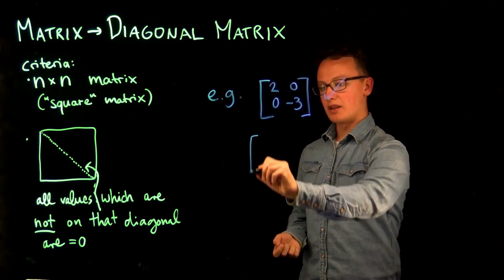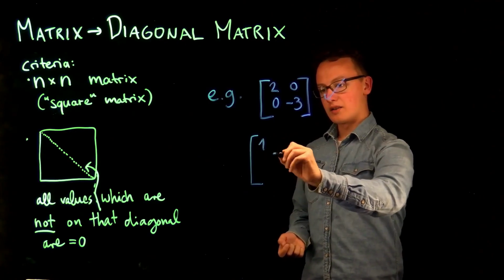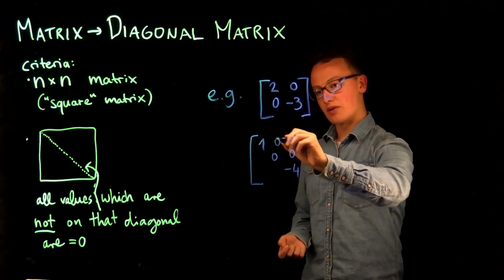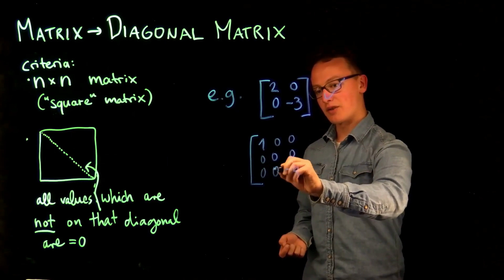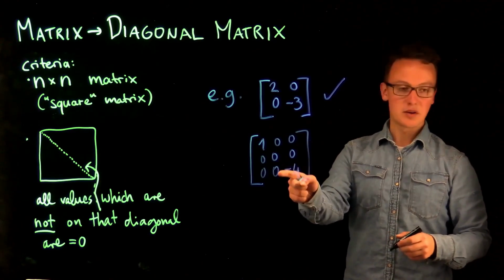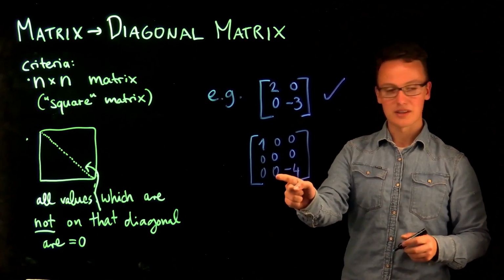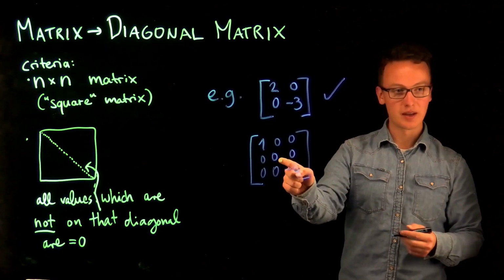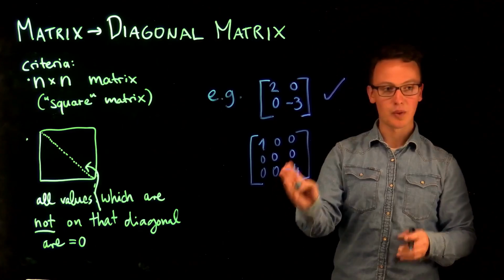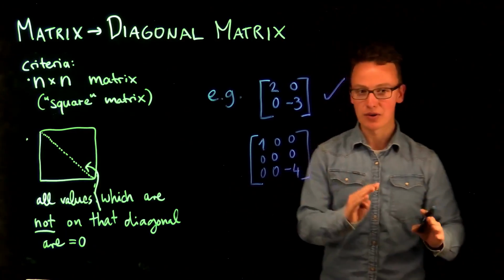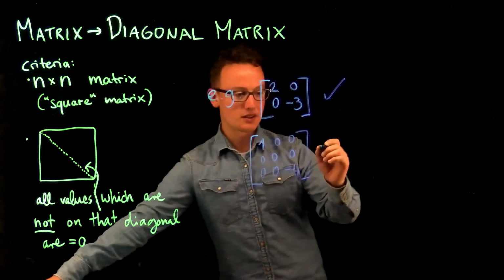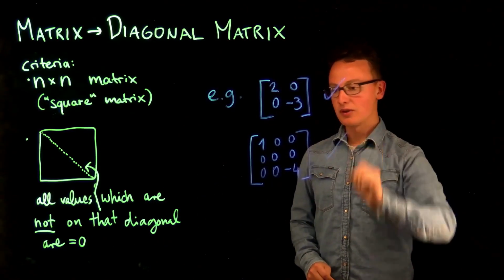Another one could be, let's say, 1, 0, minus 4, 0, 0, 0, 0, 0, and 0. It's a 3 by 3 matrix. Now, obviously, the zeros are not only on the cells which are not on the diagonal, but we also have a 0 here, but that's fine, right? So this criterion says we have to have zeros everywhere where it's not the diagonal. We can have zeros on the diagonal as well. That's possible. It's just not required, okay? So this is a correct example too.